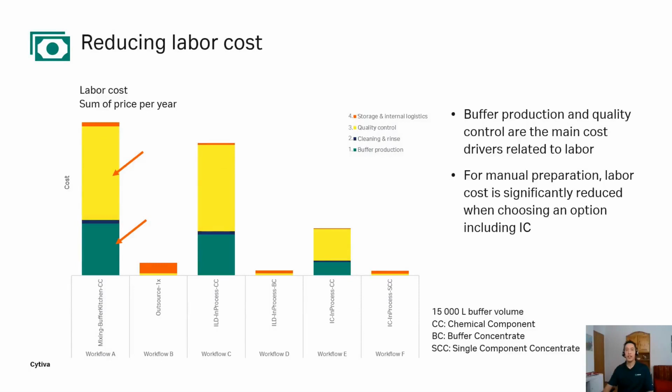This slide indicates the cost of labor for buffer production at the 15,000 liter simulation. It also illustrated that the production of the buffers themselves and quality control of them are the main cost drivers related to labor. For manual preparation, labor cost is significantly reduced when choosing an option including IC.